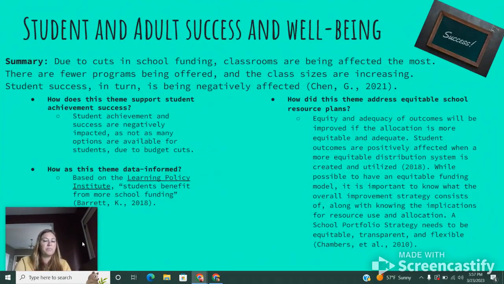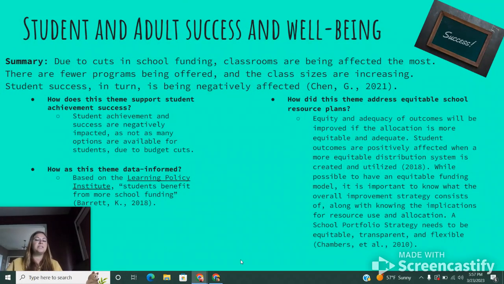Student and adult success and well-being. Due to cuts in school funding, classrooms are being affected the most. There are fewer programs being offered and the class sizes are increasing. Student success, in turn, is being negatively affected. How does this theme support student success? Student achievement and success are negatively impacted as not as many options are available for students due to budget cuts.